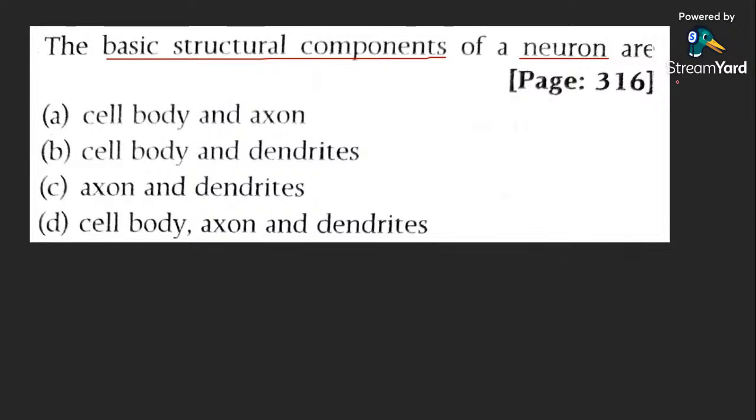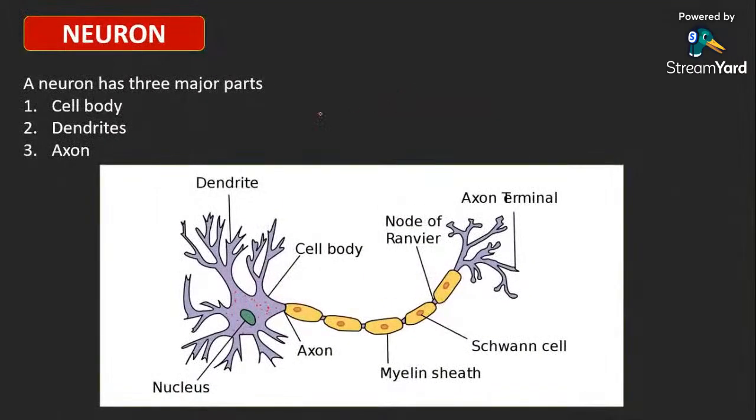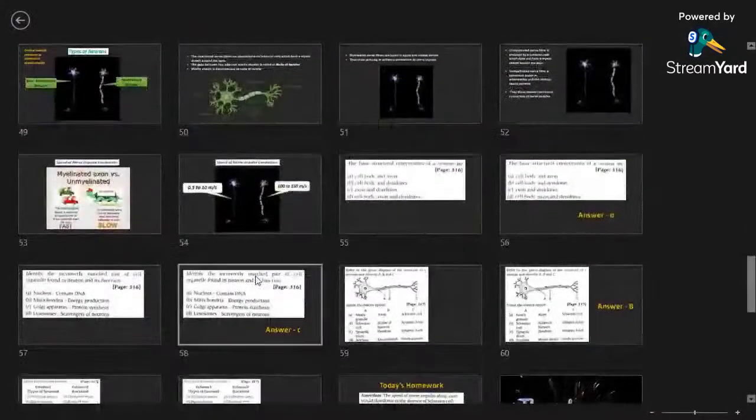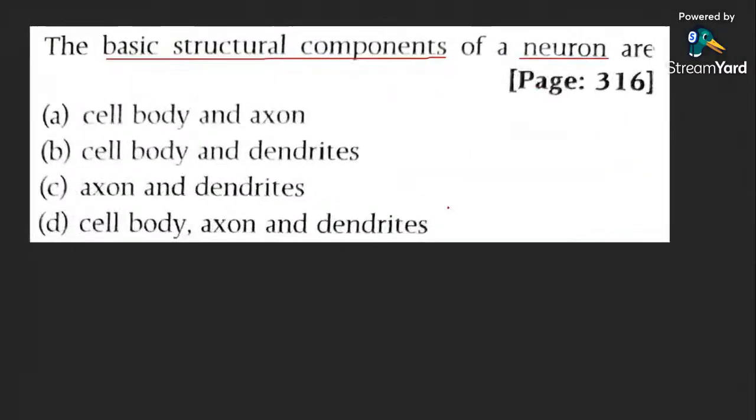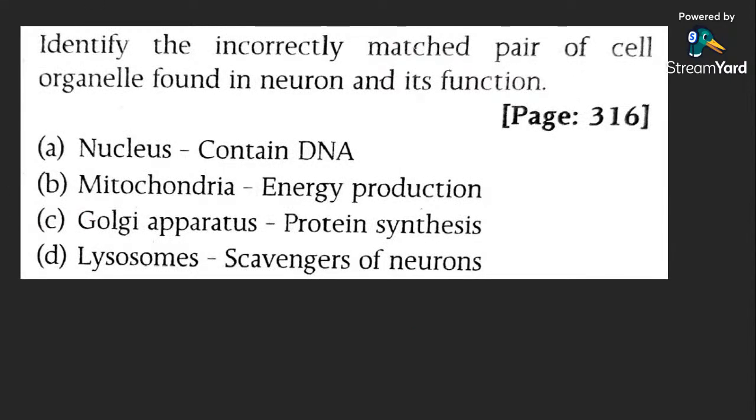We discussed this in today's class, right? Let me show you that. The three major parts: cell body, dendrites and axon. So which is the correct answer over here? It is option number D, cell body, axon and dendrites. Let's move on to the next question.